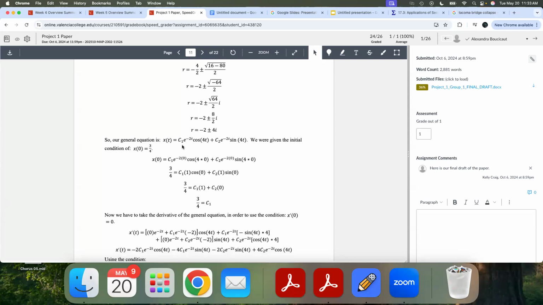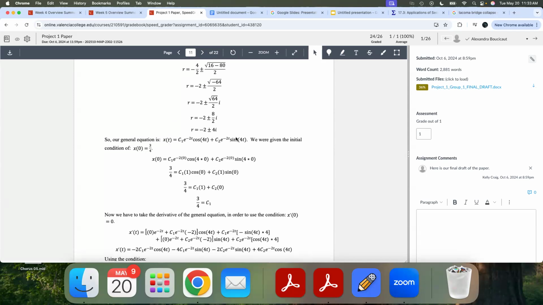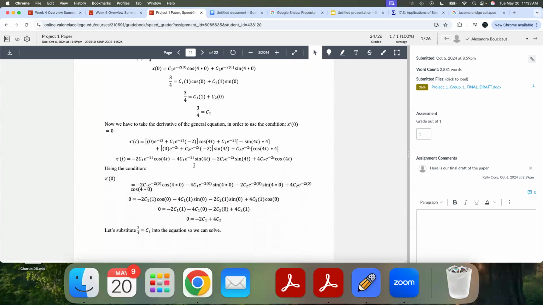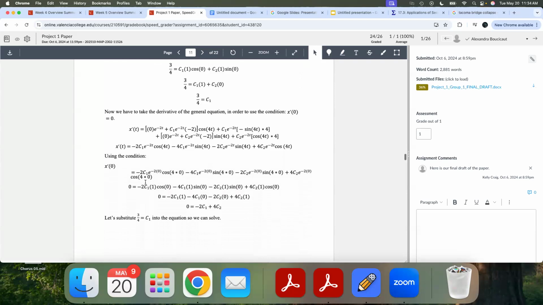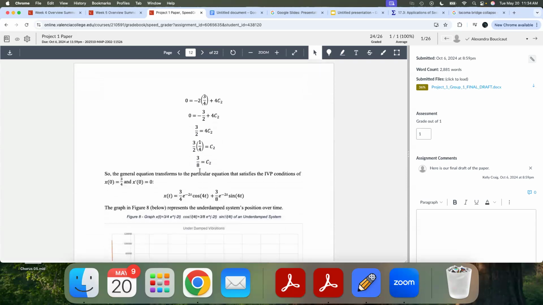Like here, say I was trying to show how we would solve for our constants. Here's our DE, there's C1 and C2. Plugging in all of our initial conditions, we get C1 equals 3/4. And then you could see our paper for all the details, but solving the system, x prime of 0 equals 0. So we get C2 equals 3/8. And here's our final solution. Something along those lines.